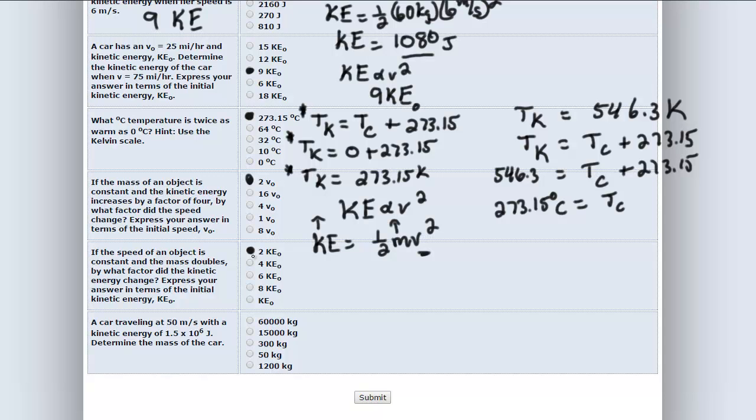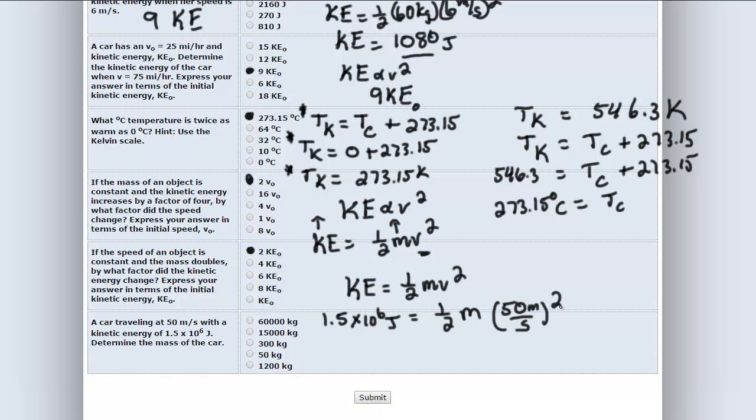A car traveling at 50 meters per second with a kinetic energy of 1.5 times 10 to the 6 joules. Determine the mass. We write out the formula. Kinetic energy is equal to 1/2 mv squared. We know the energy is 1.5 times 10 to the 6 joules equals 1/2. We're trying to determine the mass, and the speed is 50 meters per second, and we have to square it.